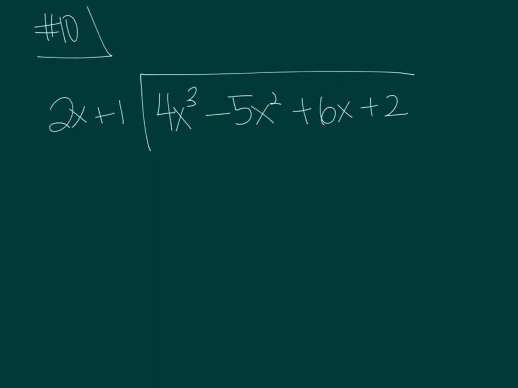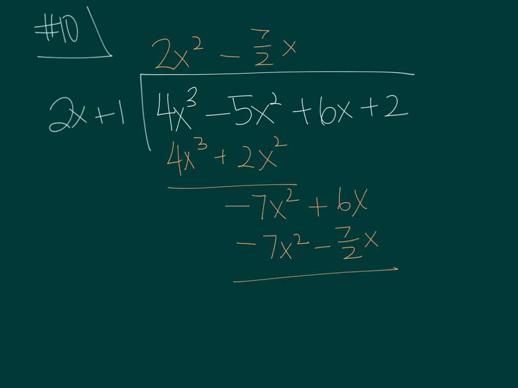Number 10 asks us to use long division, so I'm going to go ahead and try that. 2x goes into 4x cubed, 2x squared times. 2x squared times 2x is 4x cubed. 2x squared times 1 is 2x squared. Continuing similarly, I'm going to say minus 7 over 2 x times 2x will give us that minus 7x squared that we need. Minus 7 over 2 x times 1 gives us minus 7 over 2 x.